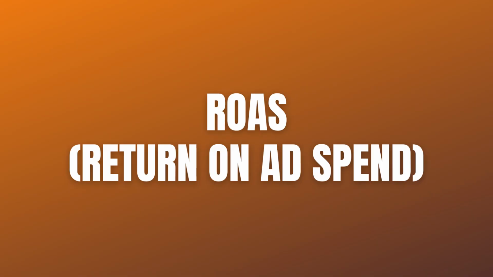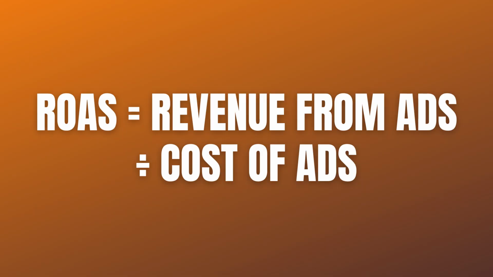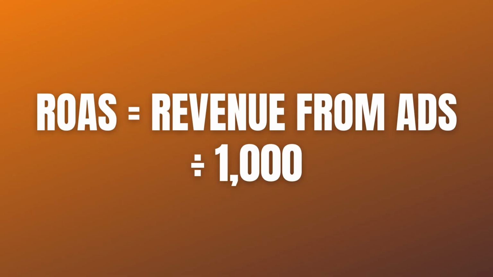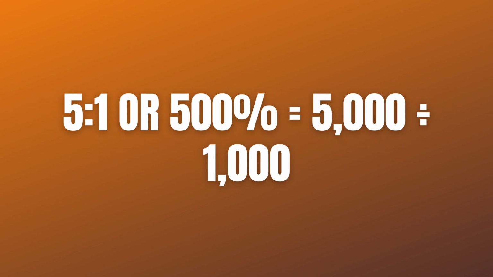So let's go. Okay, acronym number one is ROAS, return on ad spend. ROAS measures the revenue generated for every dollar that you spend on advertising. It helps you understand the effectiveness of your ad campaign. For example, if you spend $1,000 on a Google Ads campaign and generate $5,000 in revenue, then your ROAS is 5 to 1 or 500%.